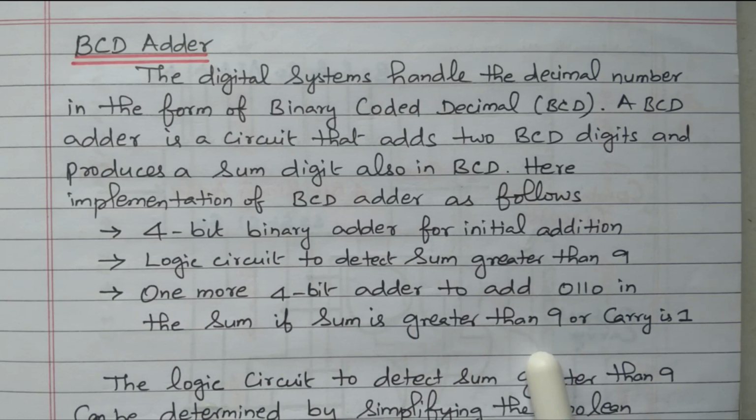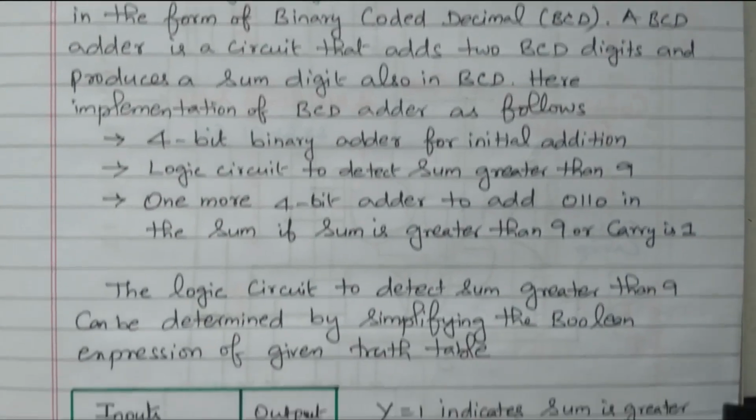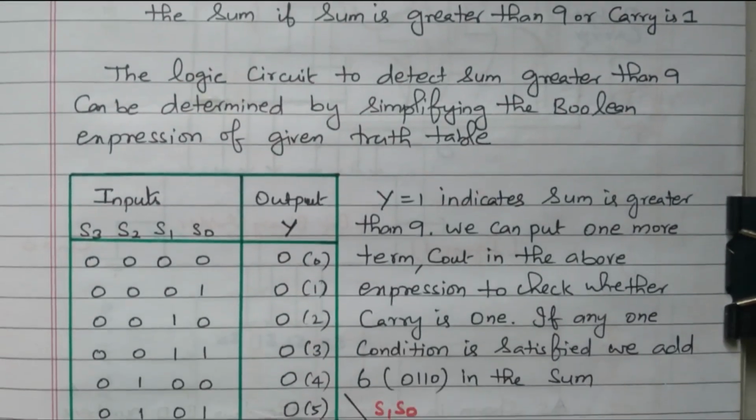Right? So these three things we need to keep in mind while going for a BCD adder. First, a 4-bit binary adder for initial addition. We need to check whether the sum is greater than 9. If the sum is greater than 9, we need to add 0, 1, 1, 0, that is the binary equivalent of 6, with the sum in order to get the correct answer. And also if the carry is generated, if the carry is 1, then also we have to do the same process. We need to add 0, 1, 1, 0. Right. Now we will see how to detect whether the sum is greater than 9.